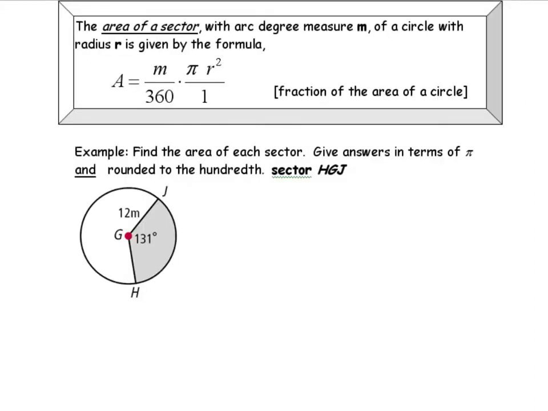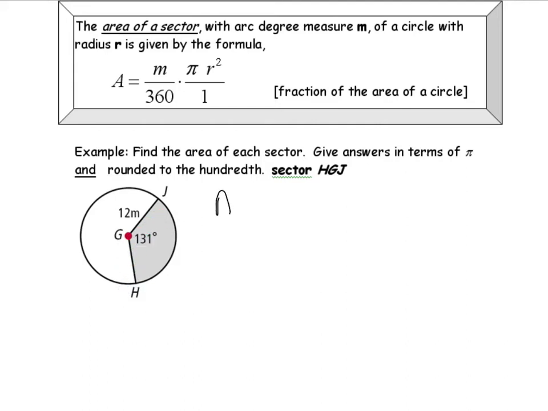So like I said, it's a fractional part. If I take the area of the circle, and then I take the fractional part of it, remember the circle is a whole 360 degrees, it's going to be the measure of the angle over 360 of the whole thing, the pi r squared. So using this formula, if I want to find the area of the sector in terms of pi and to the nearest hundredth of sector HGJ, this sector right here, I'm going to use this formula.